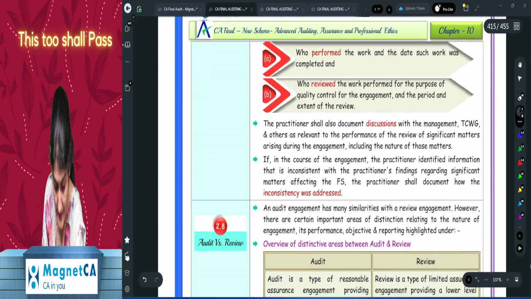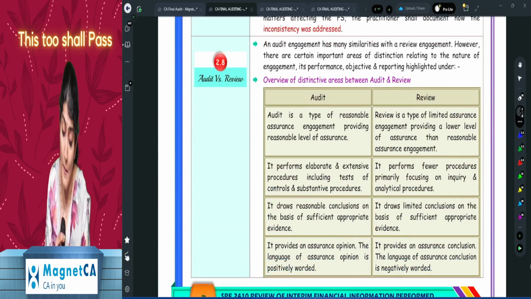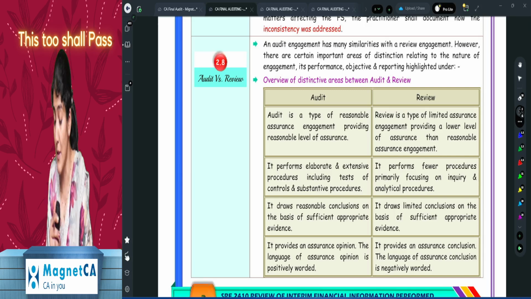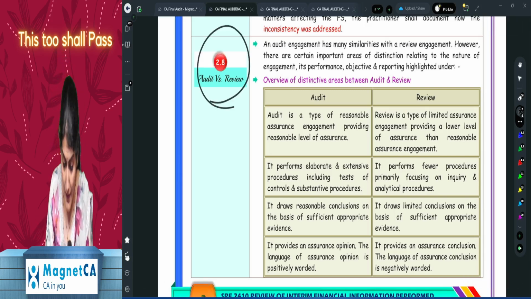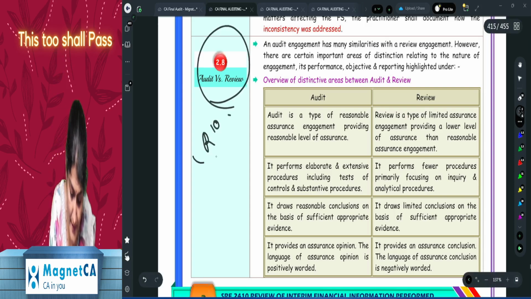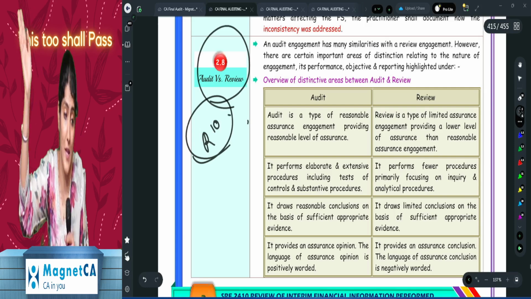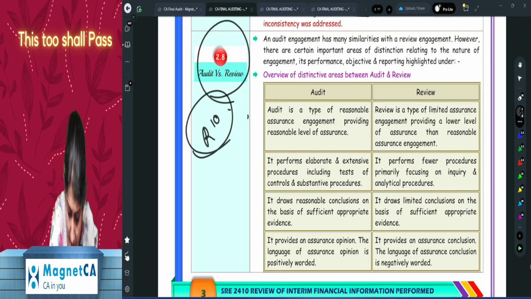And then distinguish. Now look at this. At the end of the standard, in the study material, they've given the distinction between audit and review. What are the points of distinction? So again, that's an R raised to 10. We made so many points of distinction between the audit and the review.